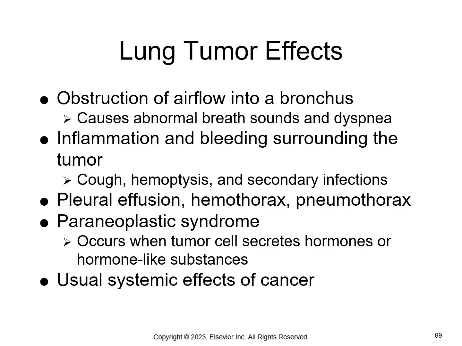So the problem with the tumors is they can obstruct the airflow into the bronchus. They can cause abnormal breath sounds, shortness of breath. This can lead to inflammation and bleeding around the tumor. They can have cough. They can have hemoptysis or secondary infections. This can also lead to things like pleural effusion, hemothorax, or pneumothorax, and then paraneoplastic syndrome. This is when the tumor itself starts to produce certain hormones. Okay, and it causes things like Cushing's syndrome and things along that line.